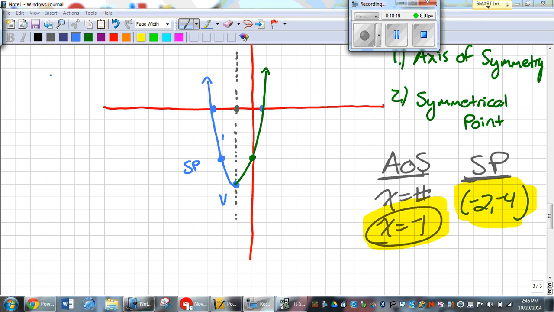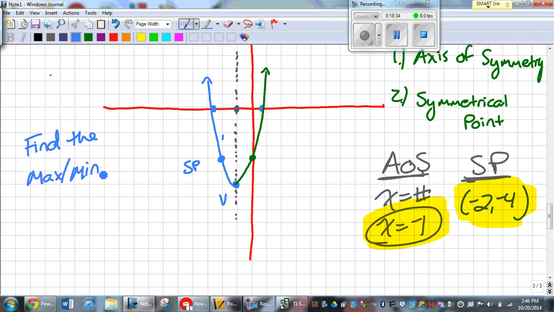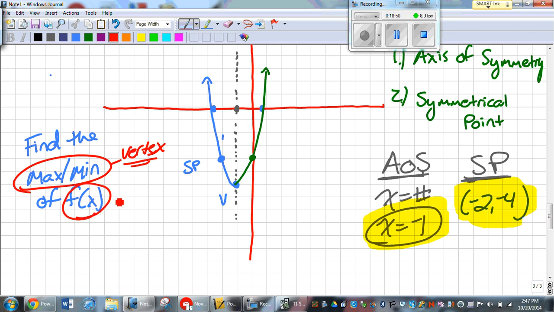Now your worksheet will have one other thing on there that's a little bit different. It'll say something like this: find the max or minimum of f of x. Now, in the past we talked about this. The max or the minimum references the vertex. It's either the highest point or the lowest point on the graph, and f of x is just a fancy way of writing y. So what they're asking you to do is find where the y is of the vertex.